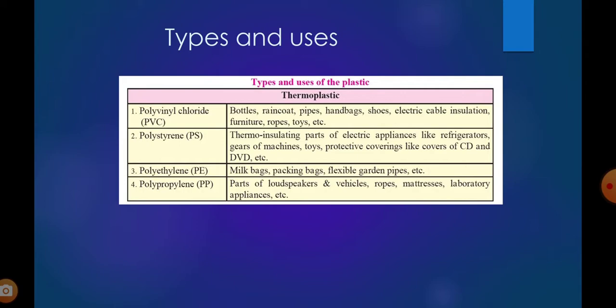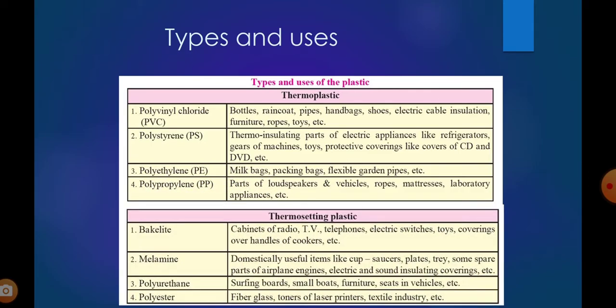Polystyrene, PS. Thermo-insulating parts of electric appliances like refrigerators, gears of machines, toys, protective coverings like cars, CD and DVD, etc. Polyethylene or PE: milk bags, packing bags, flexible garden pipes, etc. Polypropylene, PP: parts of loudspeakers and vehicles, ropes, mattresses, laboratory appliances, etc.